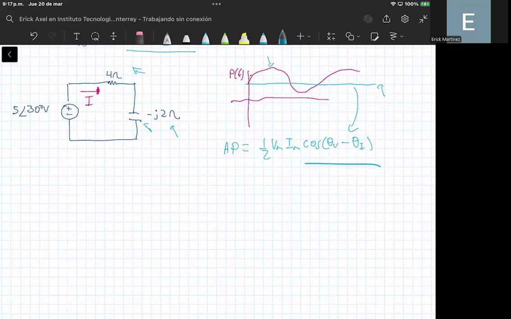And so in this problem, we want to compute the average power of this 4-ohm resistor. Again, based on this relationship, we need to know the value of the voltage and the current, and also the phase difference between the voltage and the current that is supplied to each of the elements of the circuit in order to compute this average power. Also, we want to compute the average power of the source. So how can we compute that? Well, we can use that relationship, but we also need the current and the voltage.